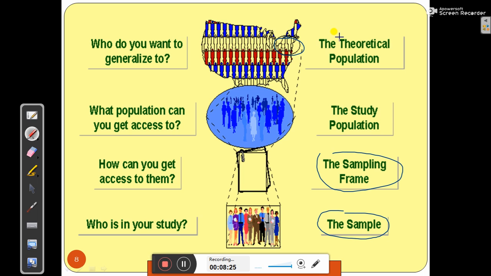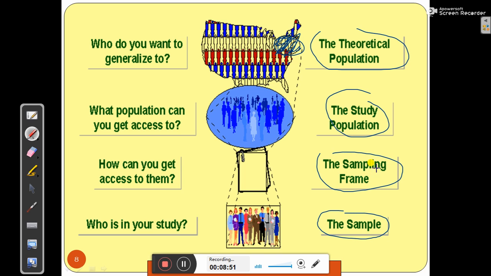So first, this is a theoretical population. Suppose this portion. Okay, suppose this portion. So from that portion, you need to find out who can be accessed. So that might be your study population. Okay, then after you get to know what population you can get access to, then how can you get access to them?